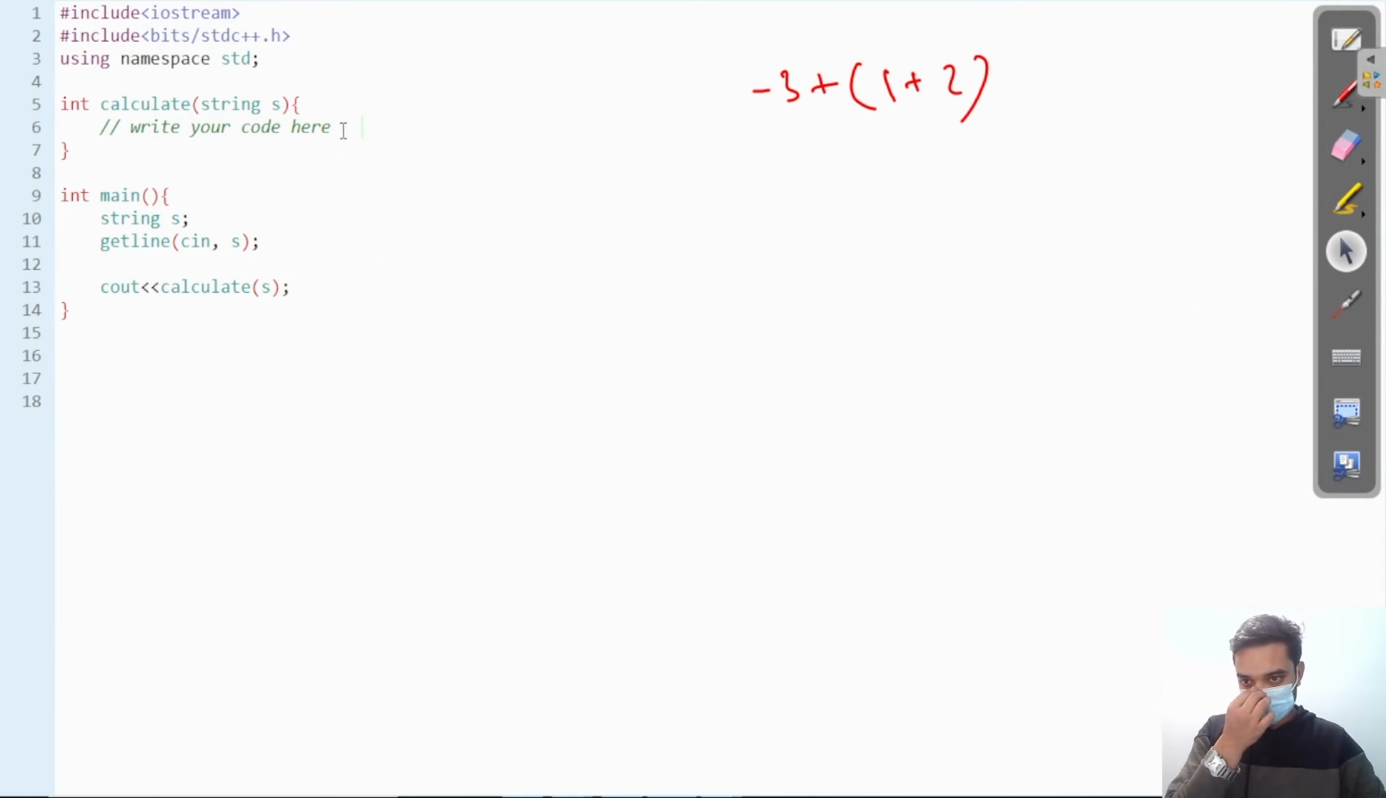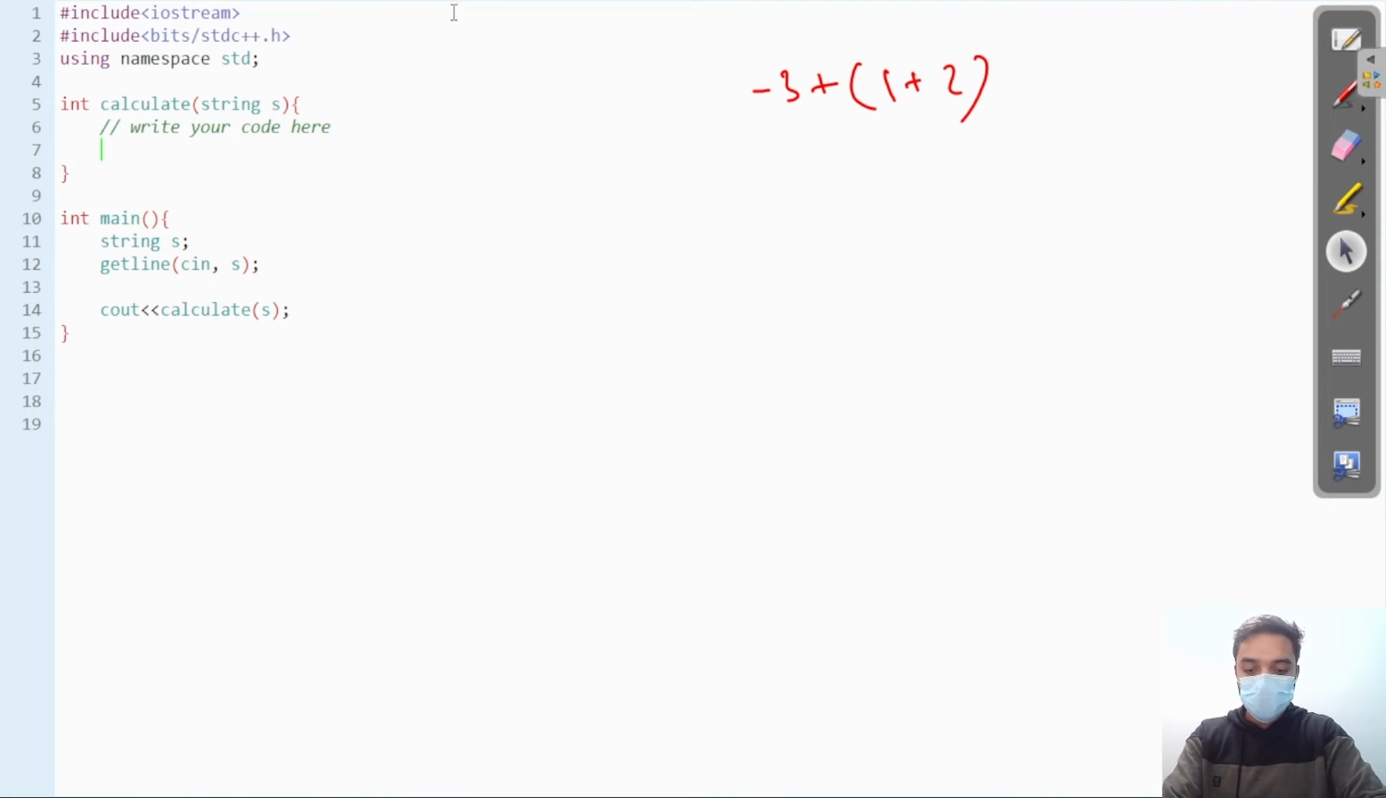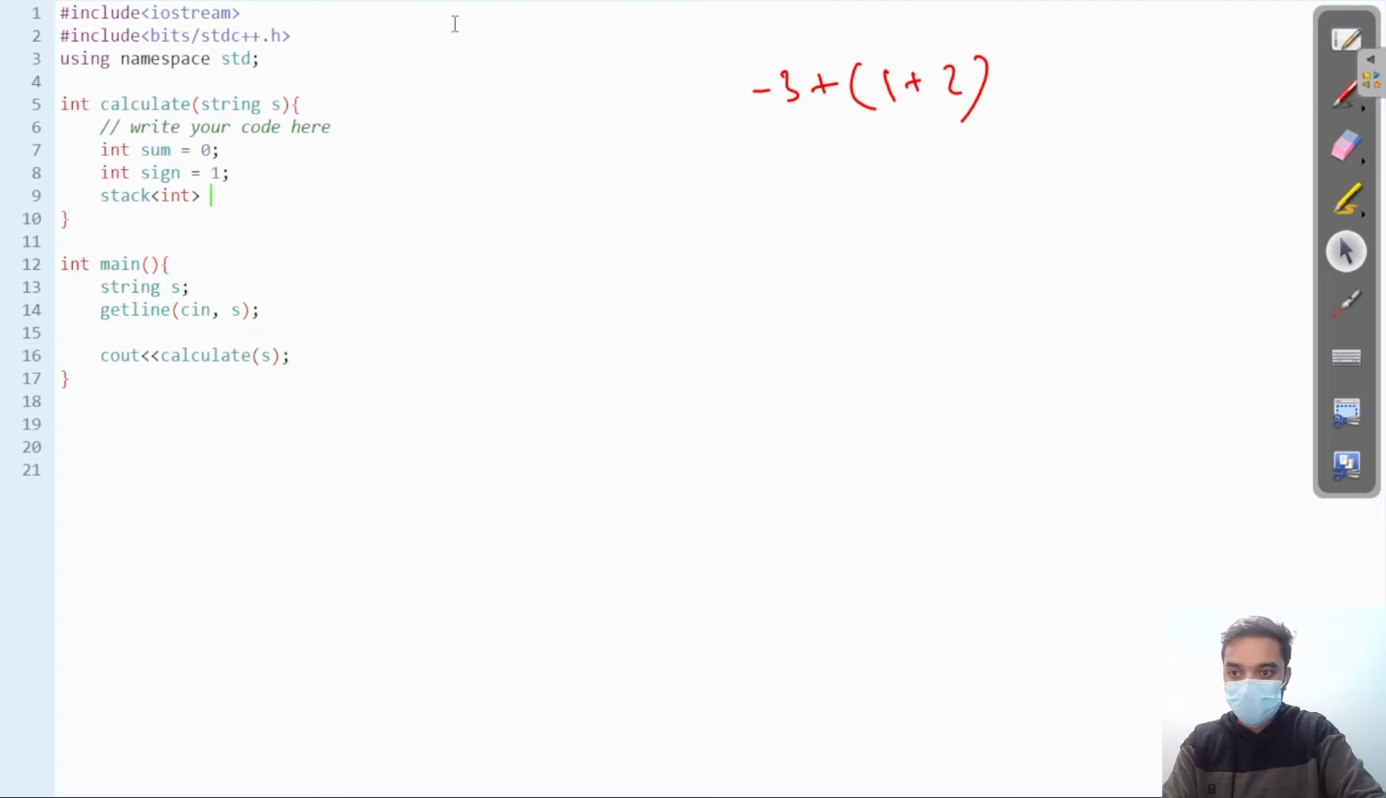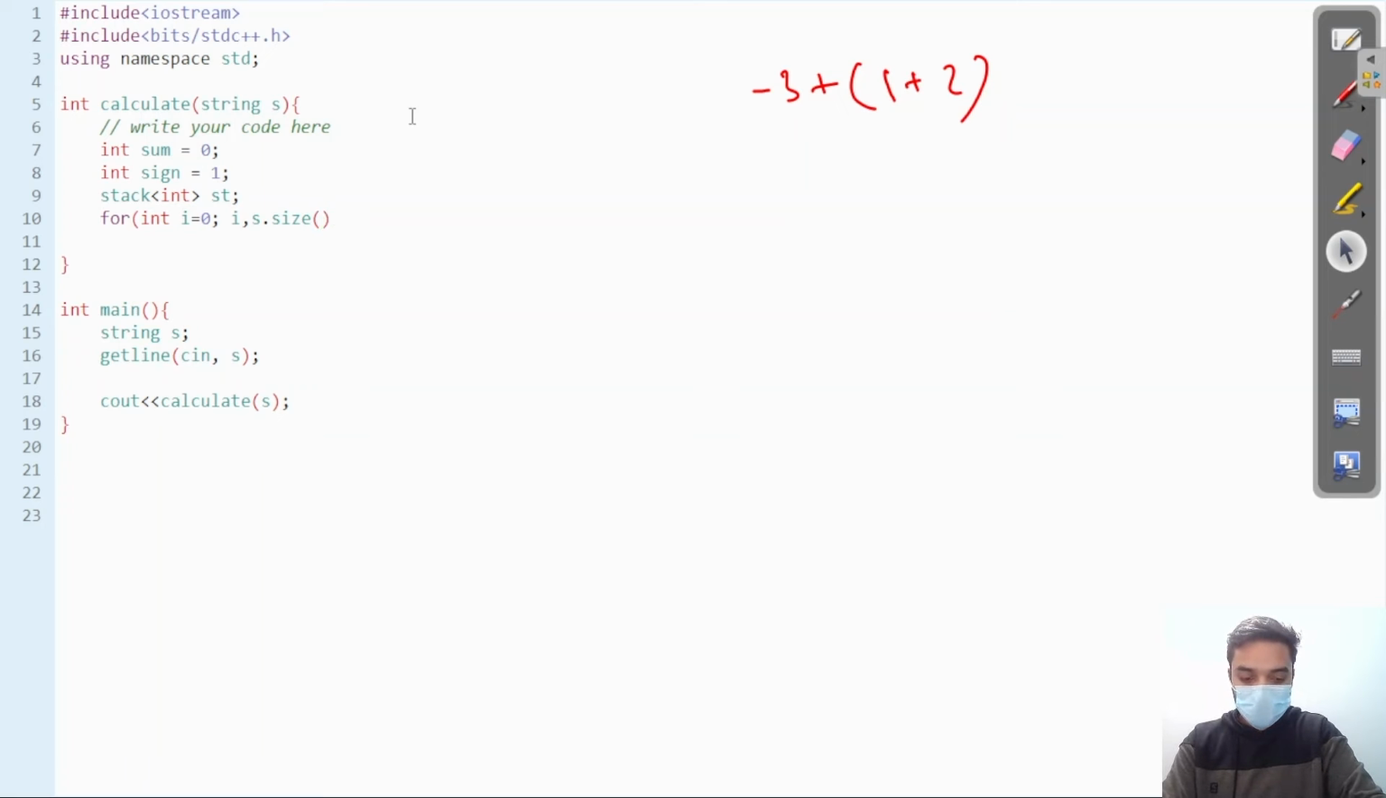Fine. So now what we have to do, initially I am going to take the sum, integer sum, which I am going to initialize with 0, and the integer sign, which I'm going to initialize with plus 1. So now I am going to create an empty stack of integers. We have to put sum and sign in the stack. Okay, so now I'm going to iterate in this string for int i equals to 0, i less than s dot size, and i plus plus.